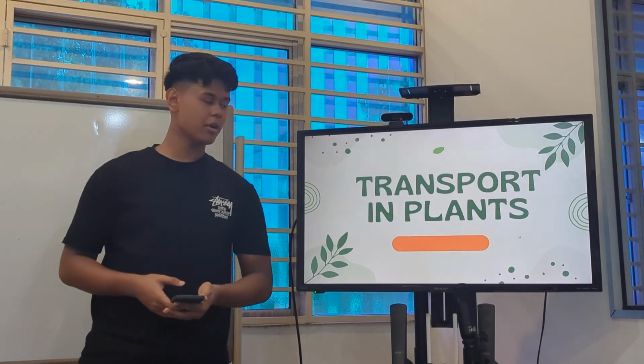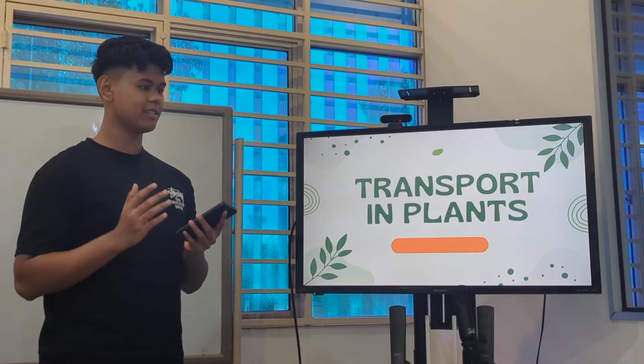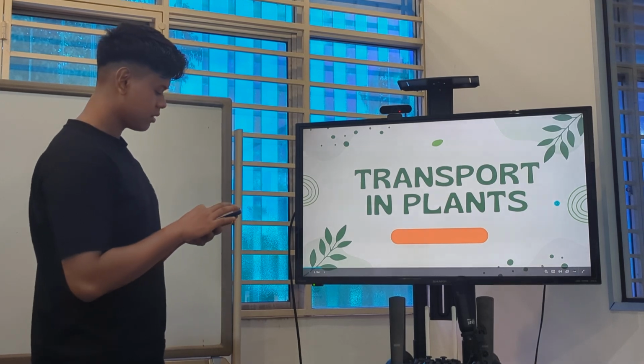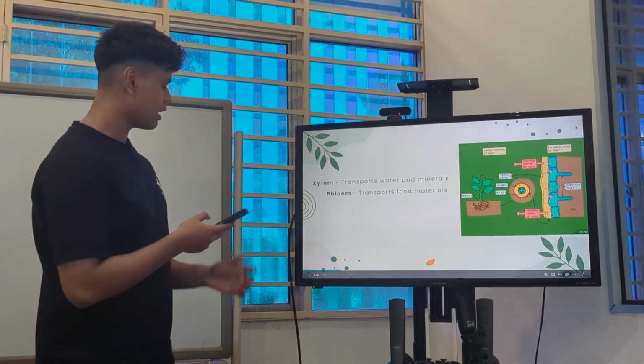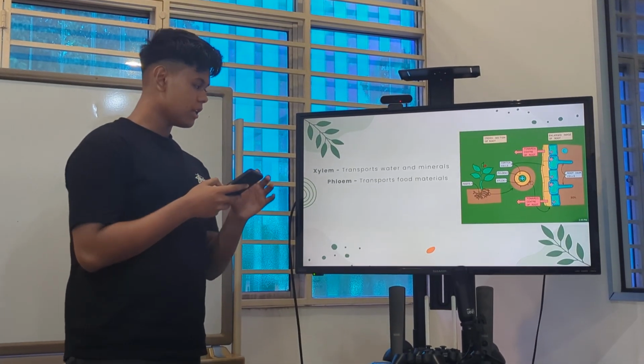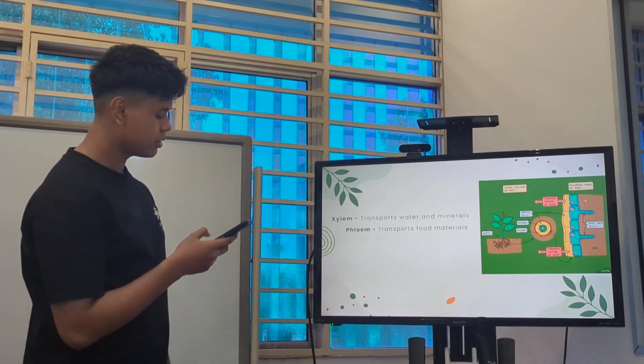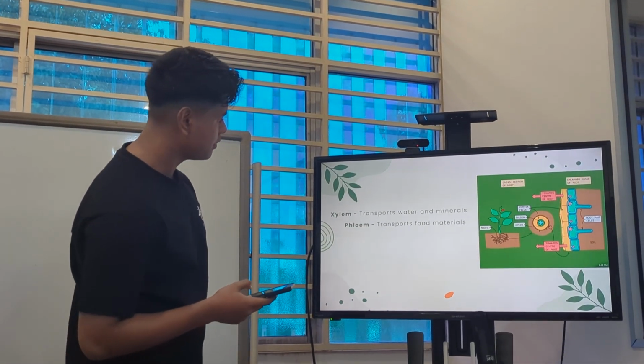Today I'll be presenting about transport in plants. Okay, first up, the xylem and the phloem. So the xylem vessels transport water and minerals from the roots to the stem and the leaves.